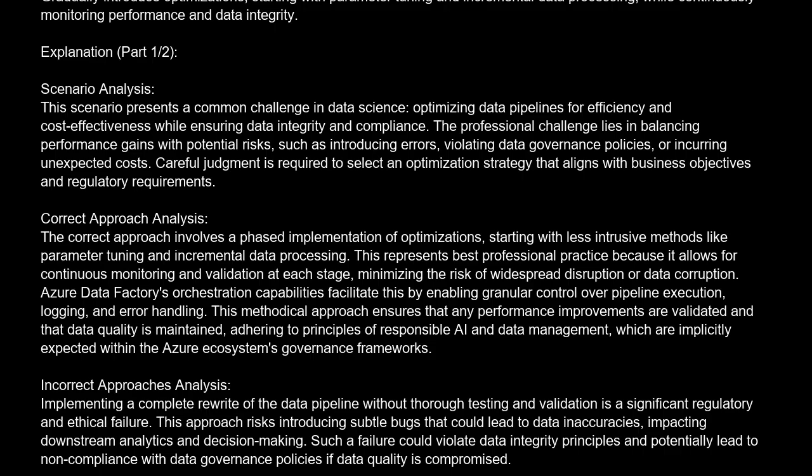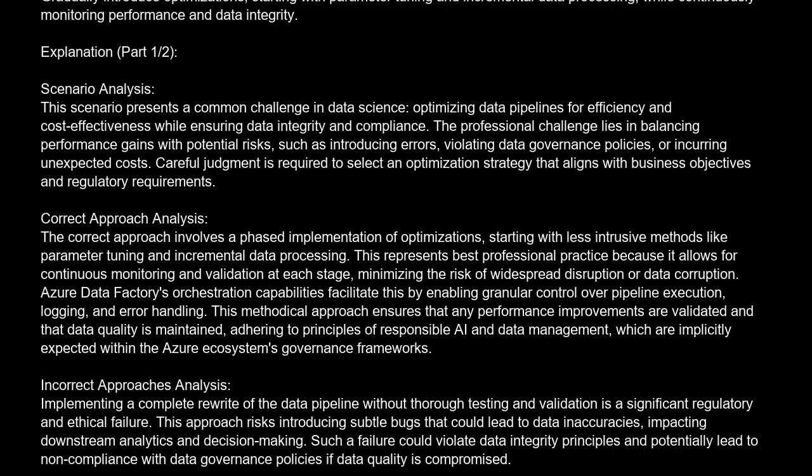The professional challenge lies in balancing performance gains with potential risks, such as introducing errors, violating data governance policies, or incurring unexpected costs. Careful judgment is required to select an optimization strategy that aligns with business objectives and regulatory requirements. Correct approach analysis. The correct approach involves a phased implementation of optimization, starting with less intrusive methods like parameter tuning and incremental data processing. This represents best professional practice because it allows for continuous monitoring and validation at each stage, minimizing the risk of widespread disruption or data corruption.